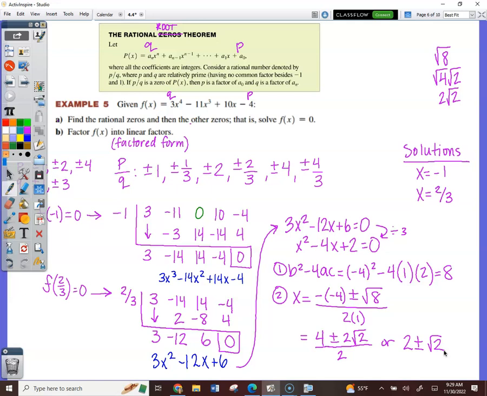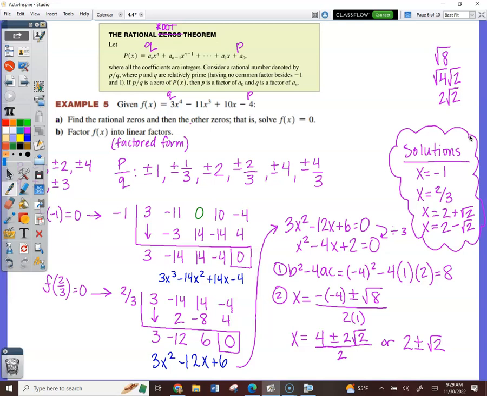Now, while we're done, we need to actually write like, okay, here's my answer, here's this answer. We are done, but you can't see where your answer is here. So, my list of solutions. I found negative 1 and 2/3 by the rational root theorem. Then I found, there's 2 answers here, right? I found 2 plus square root 2, and I found what? 2 minus square root 2. So there's my list of solutions.